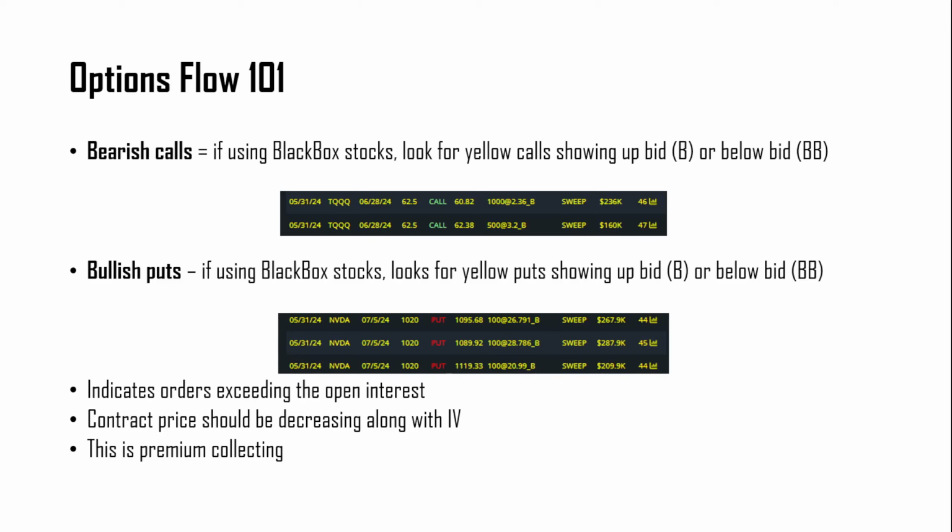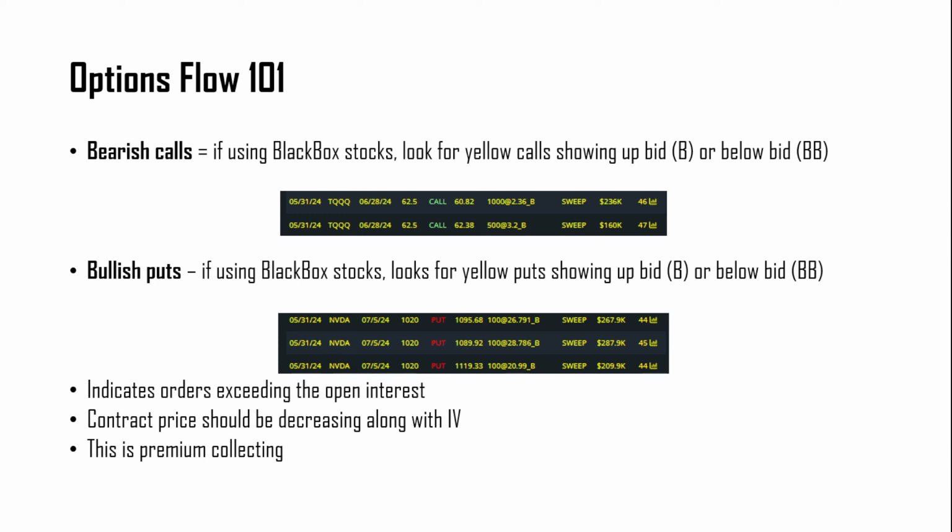And then you have the bullish puts. You can see Nvidia on 5/31 for 7.5. These whales wrote 1,020 puts. So they pretty much sold these puts to open to collect premium on them.